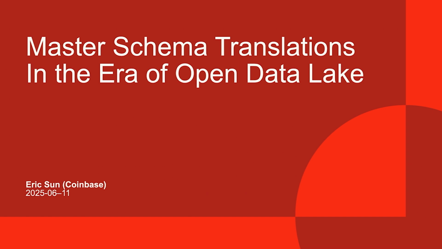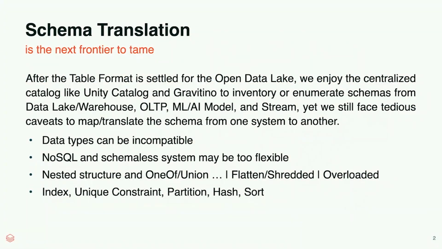So today's topic is a little bit different. We are going to talk about schema translation, right? We heard a lot about the Unity catalog. Tomorrow you're going to hear a lot about Iceberg. But why are we talking about this one? I think there's a history here.